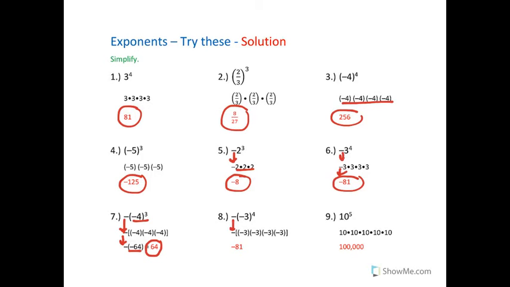Bring this down. Negative 3 times negative 3 times negative 3 times negative 3, that's an even number, so it's going to be a positive 81. But because of that negative, it's negative 81. Same thing as on the other slide. 10 to the 5th, we have 5 factors of 10. 5 zeros. Answer is 100,000. How did you do?